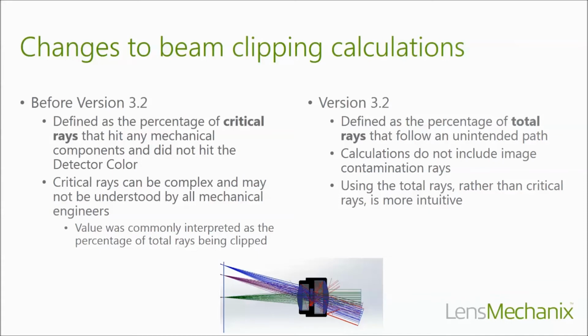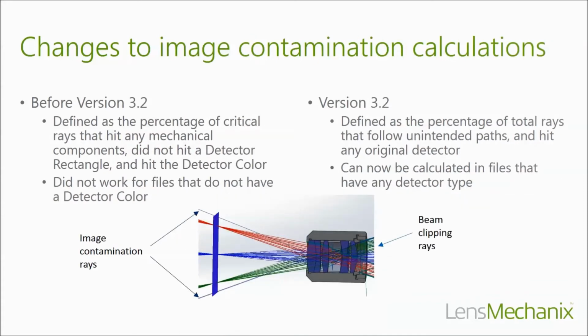And so now that we are using the total number of rays, this is more intuitive than actually using the critical rays. Before version 3.2, we defined it as a percentage of critical rays that hit any mechanical components and did not hit a detector rectangle and hit the detector color.